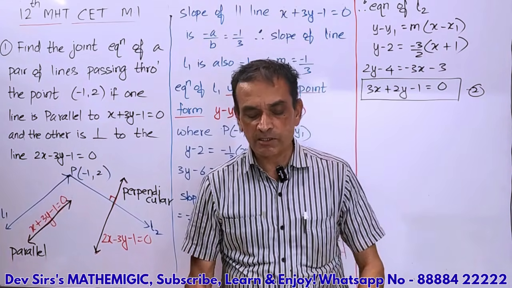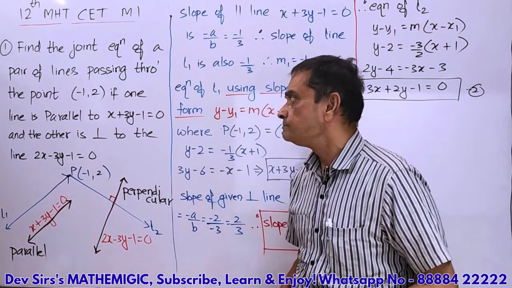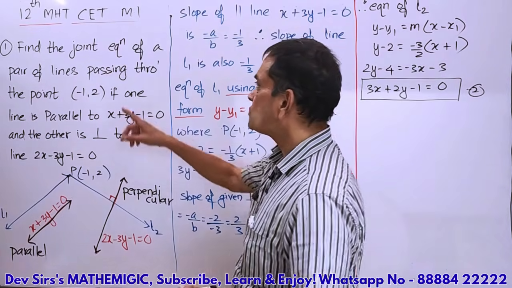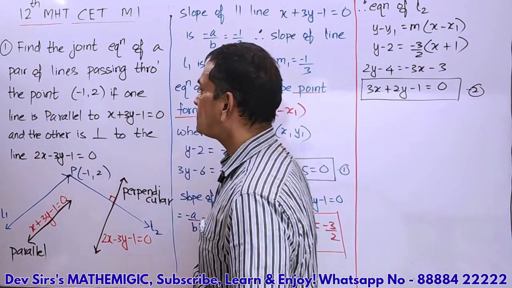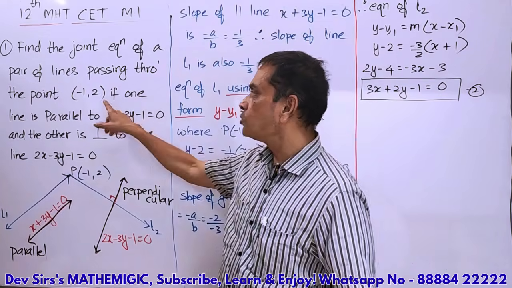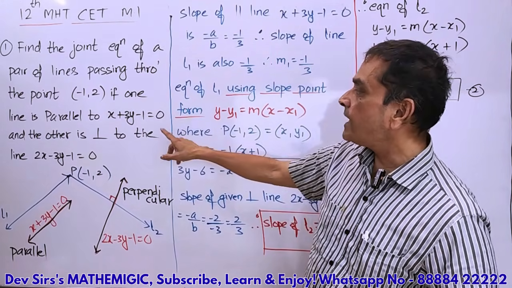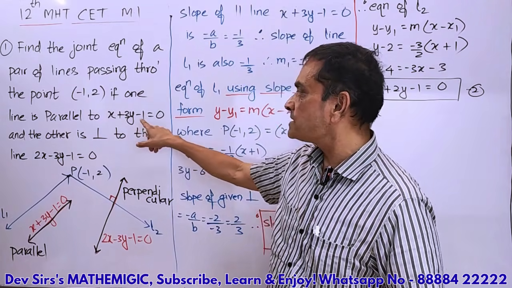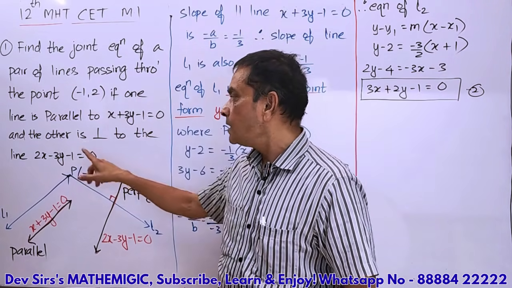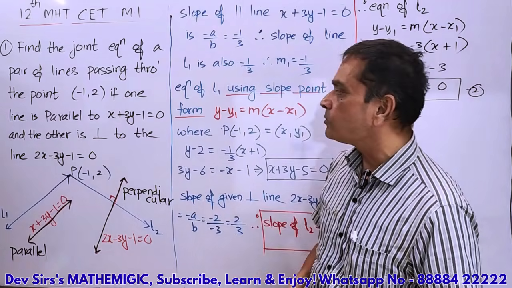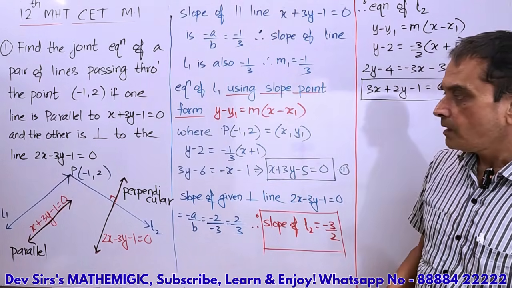Anyway, now let's straight away go to the problem at hand. Find the joint equation of a pair of lines passing through the point -1, 2. Now it is not passing through the origin. If one line is parallel to x plus 3y minus 1 equal to 0 and the other line is perpendicular to some other line. Okay.